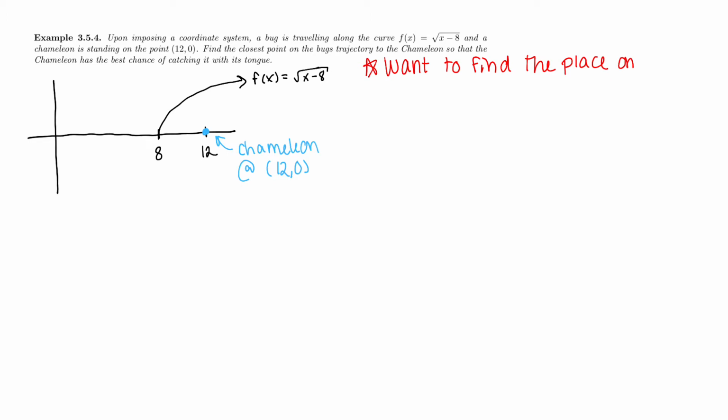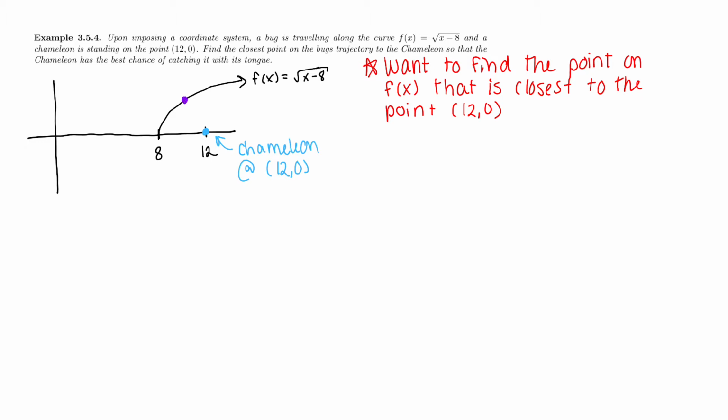Let's not use the word place. Let's use the word point. We don't know exactly where that point's going to be. We can make a kind of guess right here, like somewhere in this area.